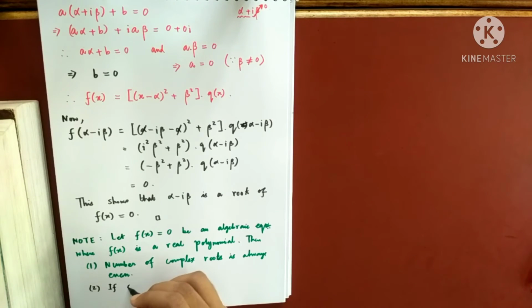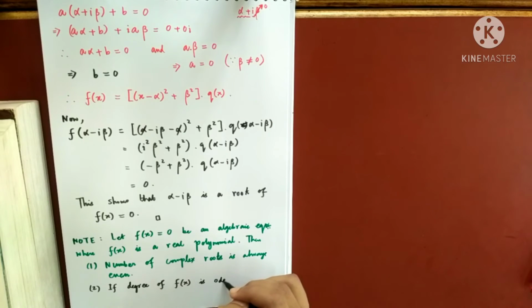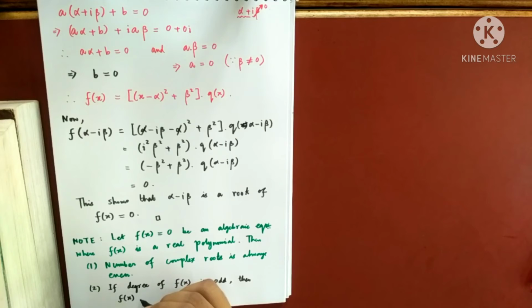Second thing to note: if the degree of f(x) is odd, then f(x) = 0 has at least one real root. Can I justify this point number 2 to me? If the degree of f(x) is odd, then f(x) = 0 has at least one real root.